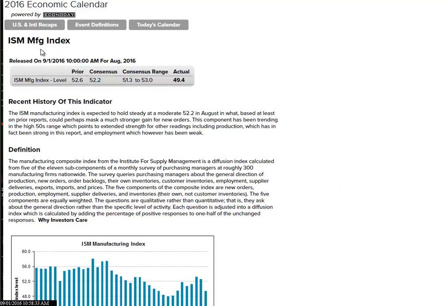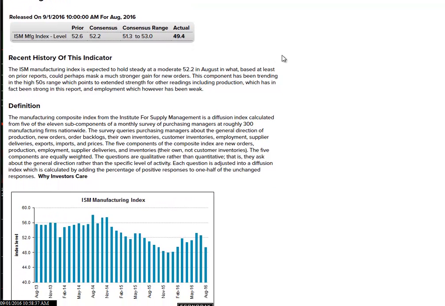Here's the ISM manufacturing numbers I told you. You can access this on the front page of the site. The economic calendar is on there, a link under Tools of the Trade. The expectation, the consensus was for a reading of 51.3 to 53. We came in at 49.4. That's a big miss.